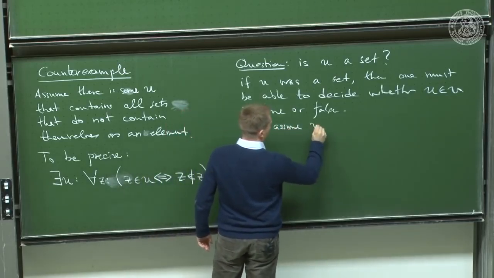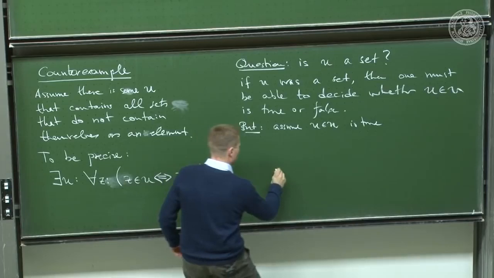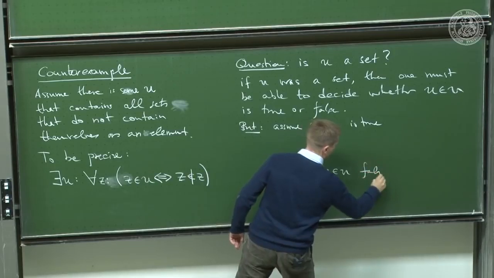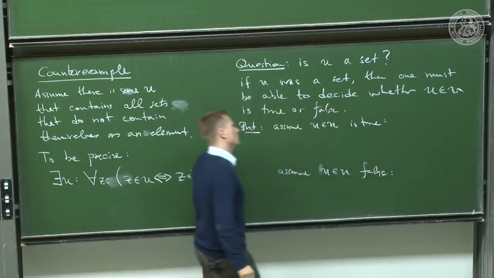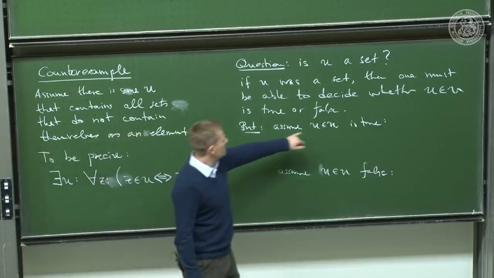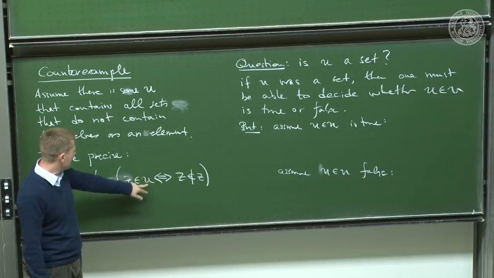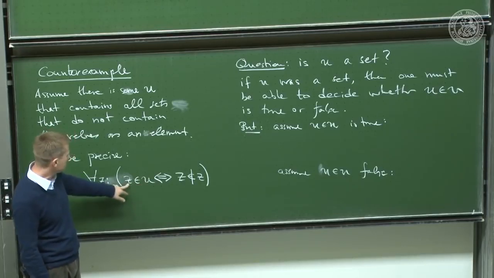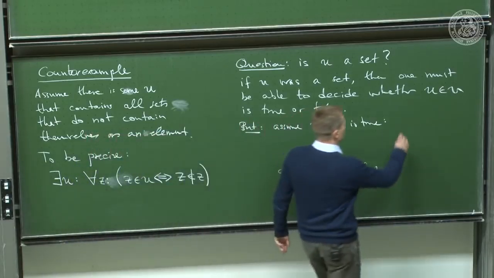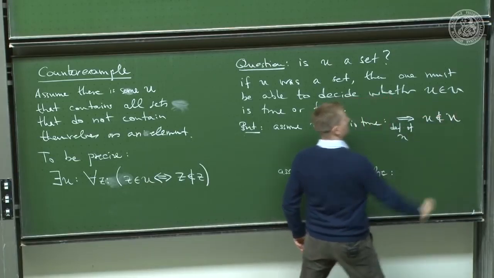Assume that U in U is true. There would be one possibility. And the other one is assume that U in U is false. So one of the two must be the case, because U is defined. Well, if you assume U in U is true, then U is an element of itself, so it's some particular Z. But then it implies that Z is not an element of Z, so that U is not an element of U. It immediately follows from the definition of U that U is not in U.